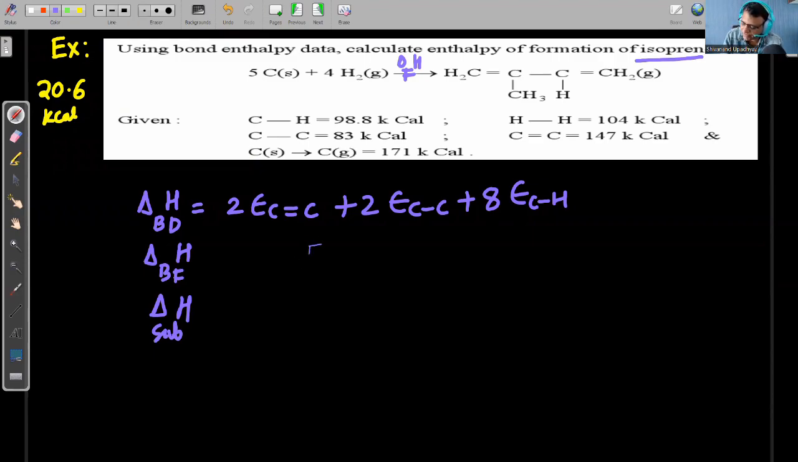What we have to do, that we have to write 5 times of carbon in solid state plus 4 times of hydrogen in gaseous state will form this isoprene. So I'm not writing the formula, I'm writing here gas. Now what we have to do, we have to sublimate 5 times of carbon in gaseous state.